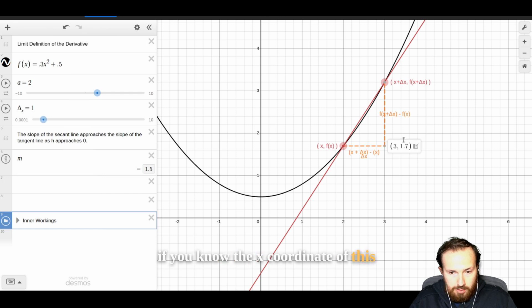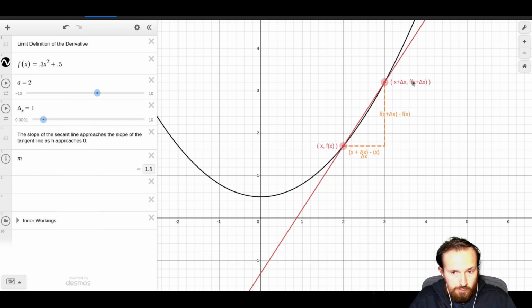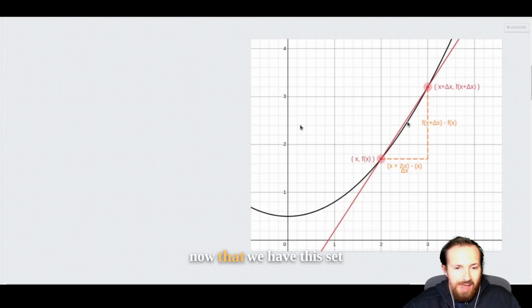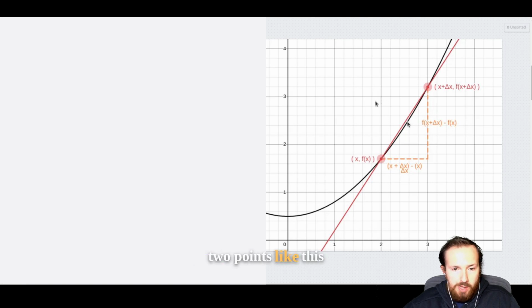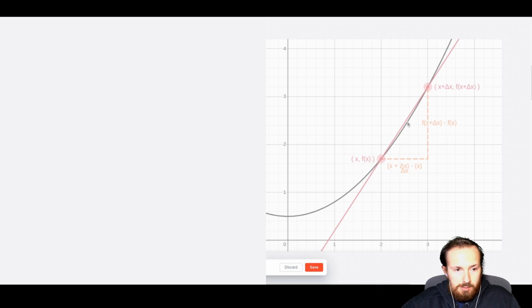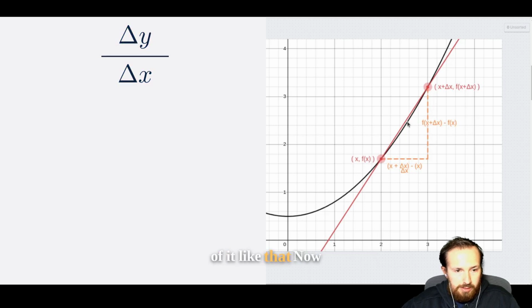And if you know the x coordinate of this point, then you can find the y coordinate on the actual curve. You just plug x plus delta x into the original function. So hopefully it makes sense that this point right here is x comma f of x in terms of its x and y coordinates. And this one is x plus delta x comma f of x plus delta x. We're intentionally leaving things vague so that we can work with these. And now that we have this set up, the basic idea is that we can calculate the slope between these 2 points like this. It's just going to be delta y over delta x, which is also rise over run, if you want to think of it like that.